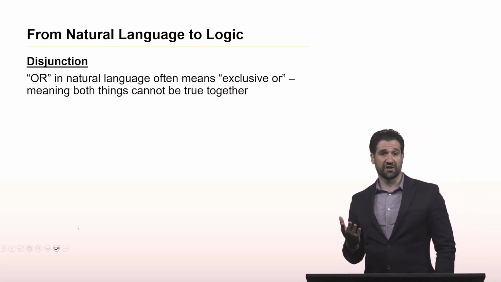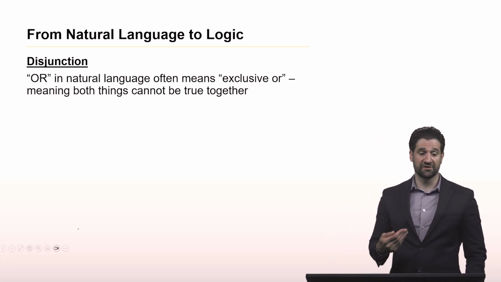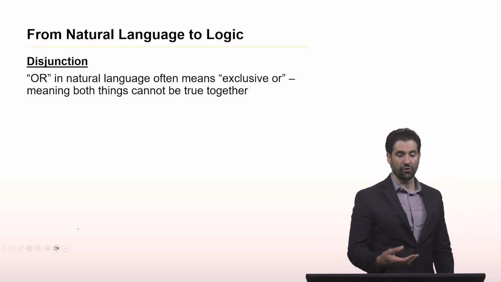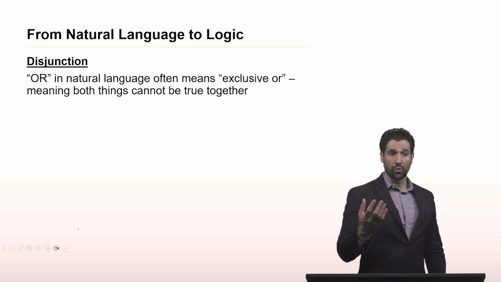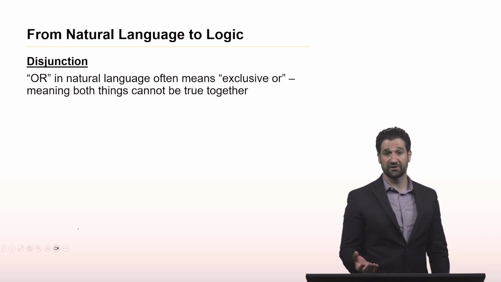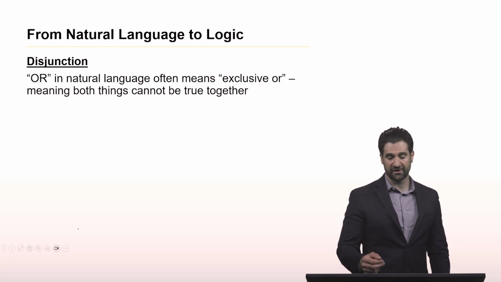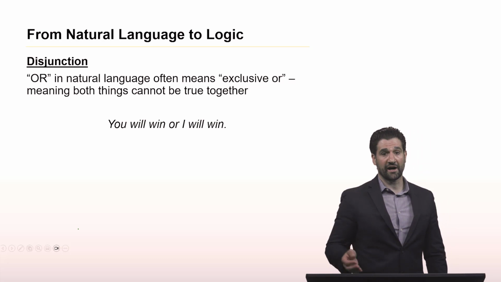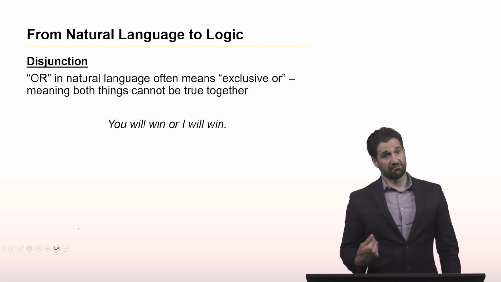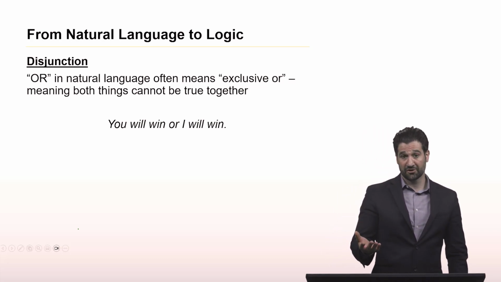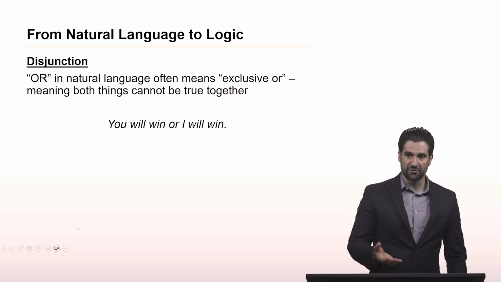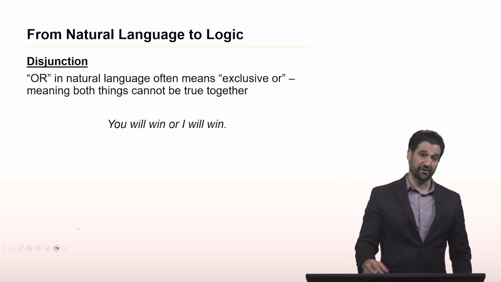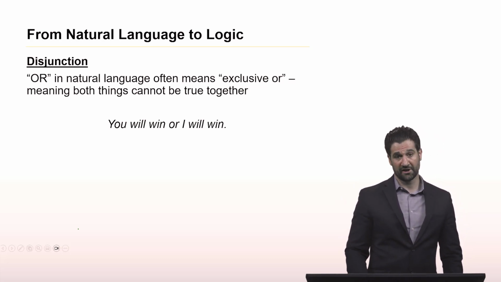So disjunction, the common thing we see in language is there is an implicit exclusive or. An exclusive or means that we're only allowing one of the two items that are disjuncted together to be true, but not both together. An example of this is: you will win or I will win. In most cases where you hear this sentence, you're not going to assume that both you and I will win together. There is an or there. It implies one or the other.